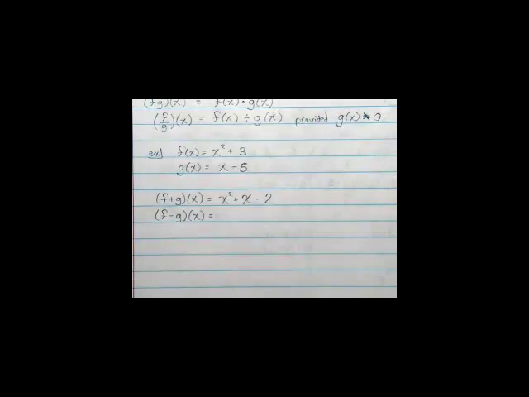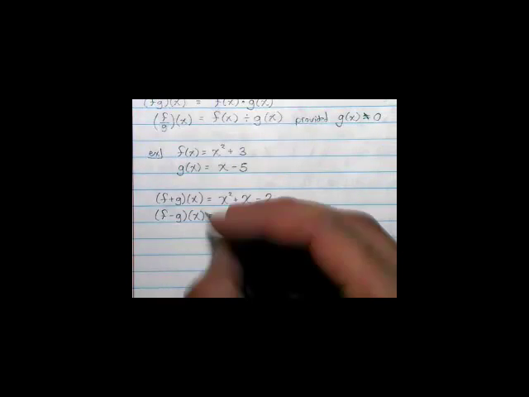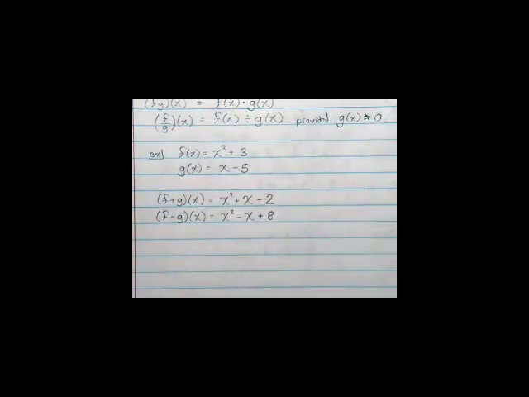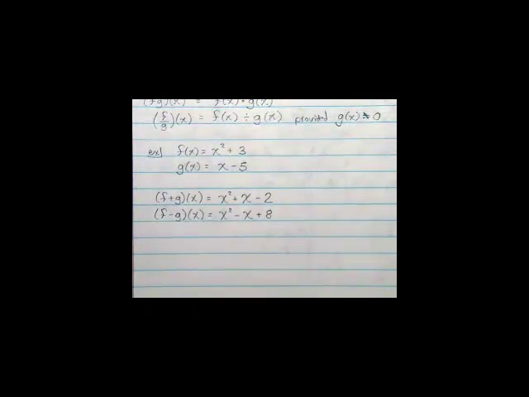All right, so if we can do that, we can certainly do this. What's f minus g of x? Yeah, go ahead. X squared minus x plus 8. Good, because we're going to subtract the x and we're going to subtract the negative 5. So subtracting the negative 5 is going to make it a plus 5, so 3 plus 5 is 8, so we have to have a plus 8. Yeah, good.